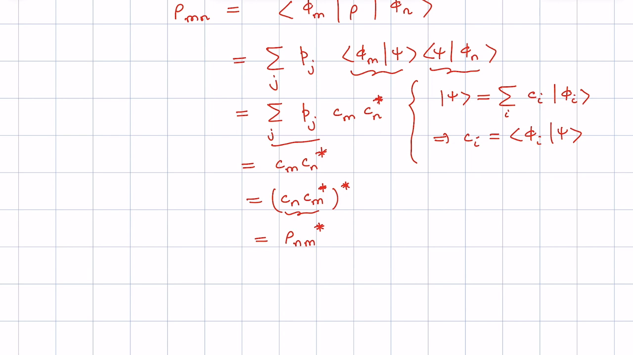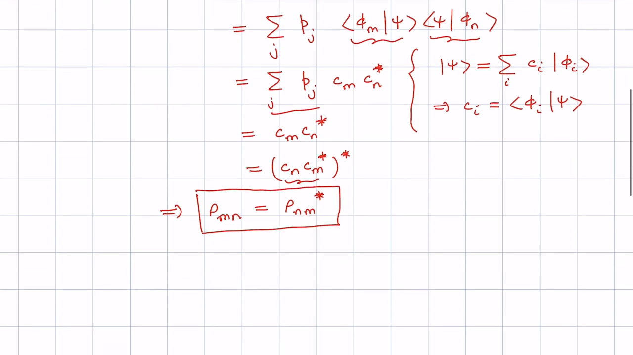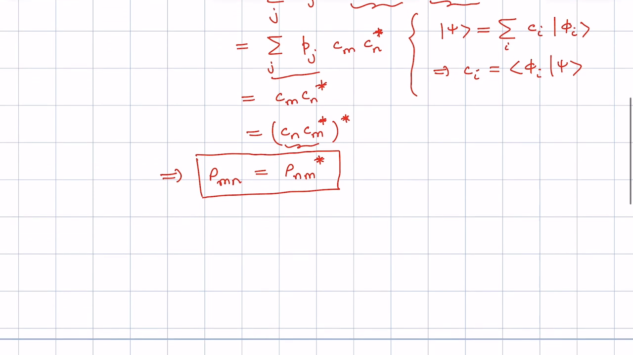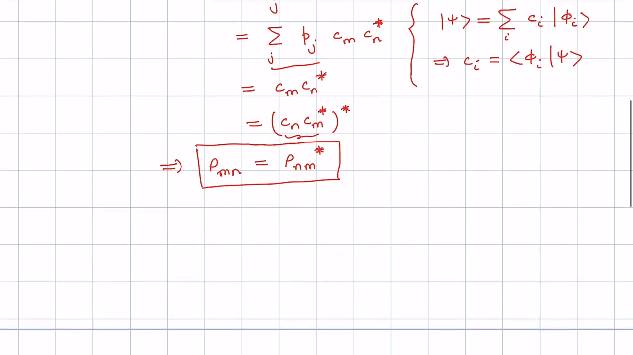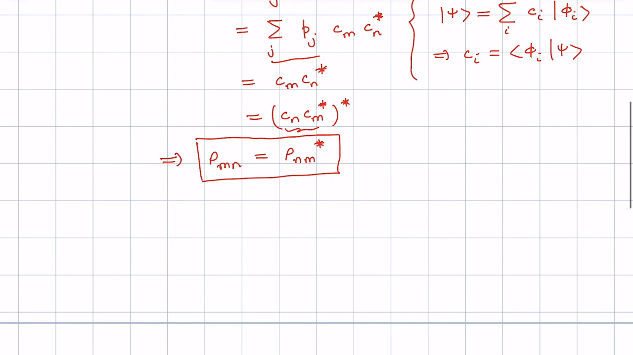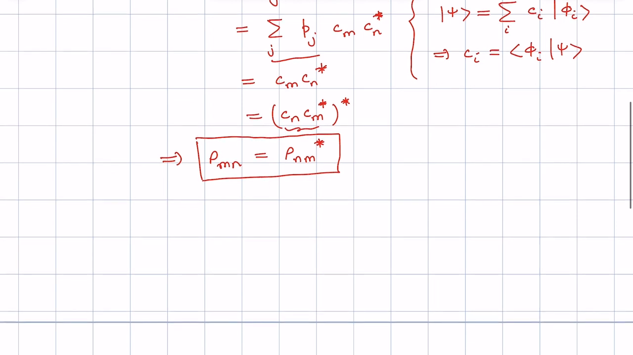So from here, it is now quite evident that if you take the density matrix and take the transpose, basically rows become columns and columns become rows, and then you take the complex conjugate, then you are going to get the original matrix again. So that's why quite clearly it means that the density operator rho is Hermitian.